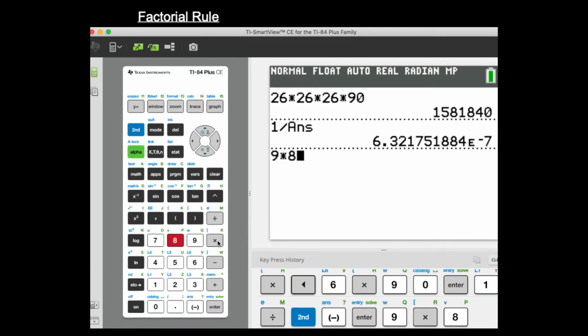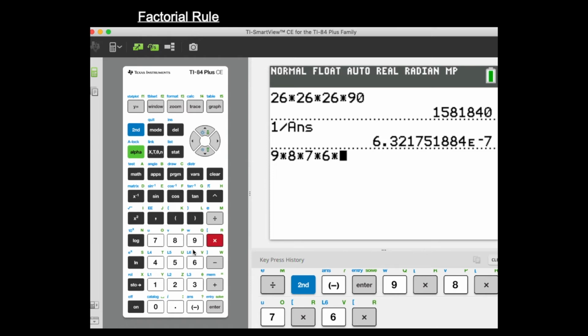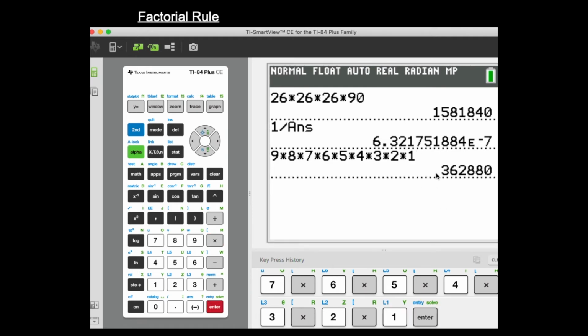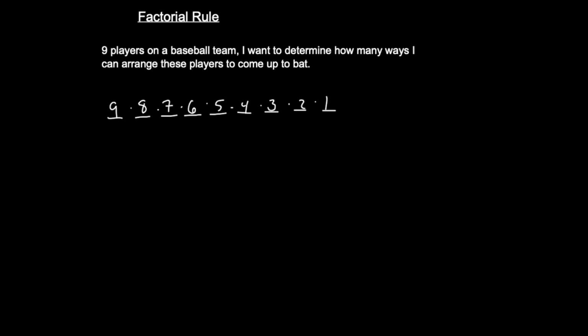So 9 times 8 times 7 times 6 times 5 times 4 times 3. Obviously, this is tedious. I'm going to show you a trick. 362,880. So that equals 362,880 different ways that I could arrange 9 players up to bat without considering their skill, randomly doing it. Now, this is the fundamental counting rule. It basically uses that, but there's a specific pattern involved where I'm descending down to 1 by 1. And this is also known as 9 factorial.